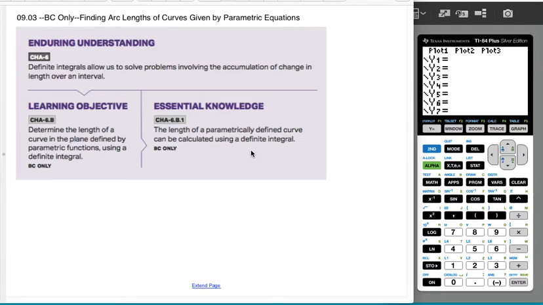All right, this is AP BC Calculus. We are doing Unit 9, Section 3. This is a BC only topic and a BC only unit. So let's do arc length in parametric.